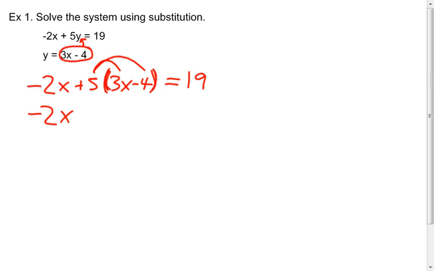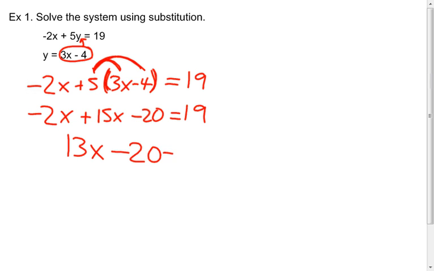So negative 2x stays the same. Positive 5 times positive 3x is positive 15x. Positive 5 times negative 4 is negative 20. And then equals 19 stays the same. I didn't do anything to that yet. Next, I have like terms. Negative 2x and positive 15x are like terms. 2 negatives, 15 positives gives me a positive 13x. Didn't do anything to the 20. Didn't do anything to the 19 yet.